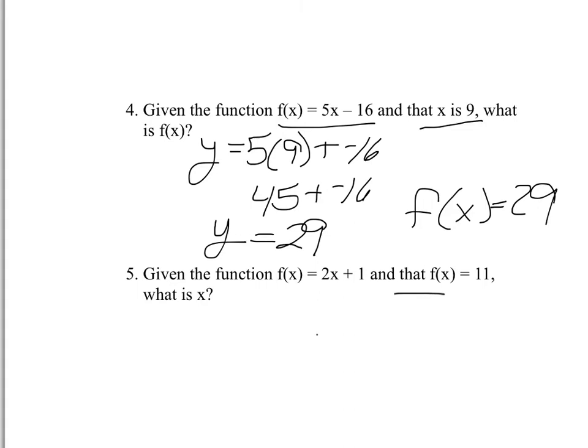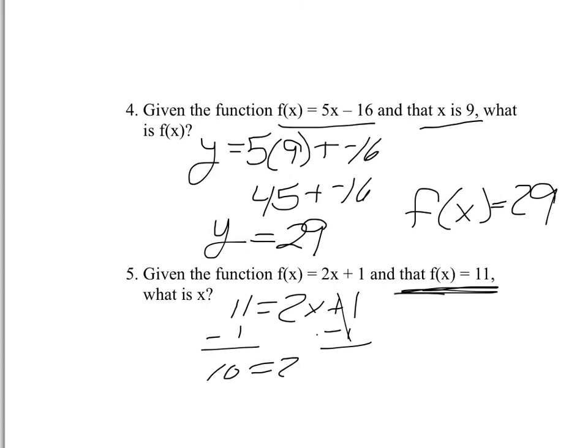5, I have f of x equaling 11. So 11 equals 2x plus 1. I'm going to subtract or add negative 1 from each side. So 10 equals 2x. Divide each side by 2 to get the x by itself, and x is going to equal 5.